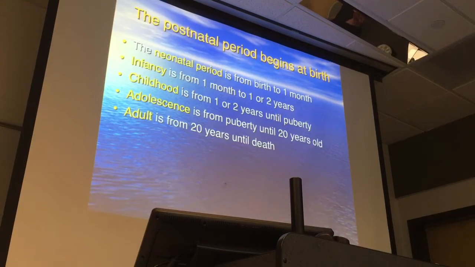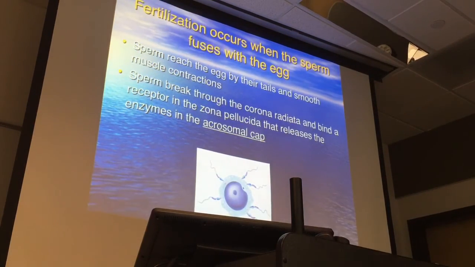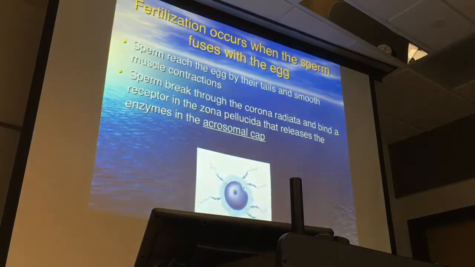Then that person becomes an adolescent from puberty till 20 years old. And then an adult is considered 20 years old until death. The period of adulthood is also subdivided into young adult, middle age, and older adult. It's mentioned in the book. So these are the 4 parts of the postnatal period, and then you've got the adult, which is the longest stage. Okay, let's begin with fertilization.